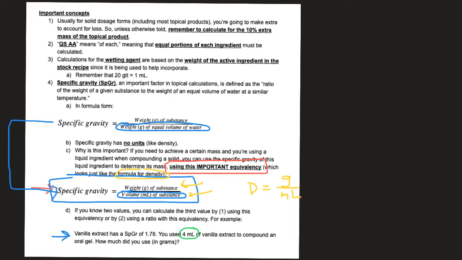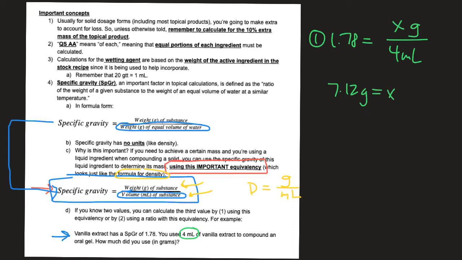So there's two ways of doing it. We can do method number 1, which is setting up the formula. We know that specific gravity is 1.78. We know the weight is unknown, x grams, and we know the volume of the substance is 4 milliliters. So multiplying 1.78 by 4 to solve for x gives you 7.12 grams equals x.